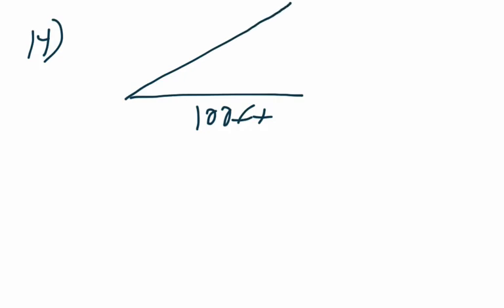Number 14 will be the last one for this one. A flag is 100 feet from the base of a building. So we're 100 feet away. The angle of elevation from the bottom of the building to the top of the flag is 54 degrees. How tall is the flag?